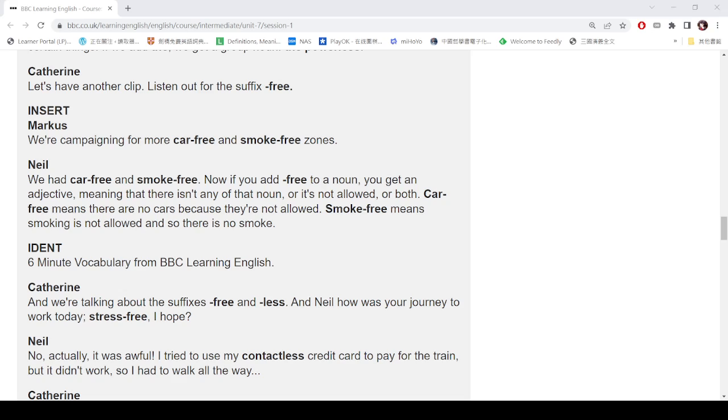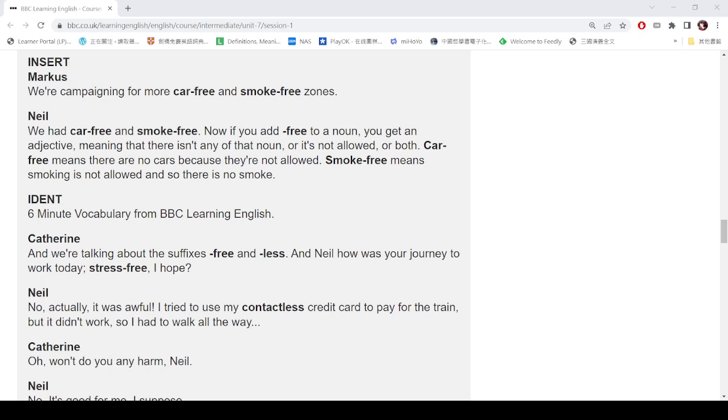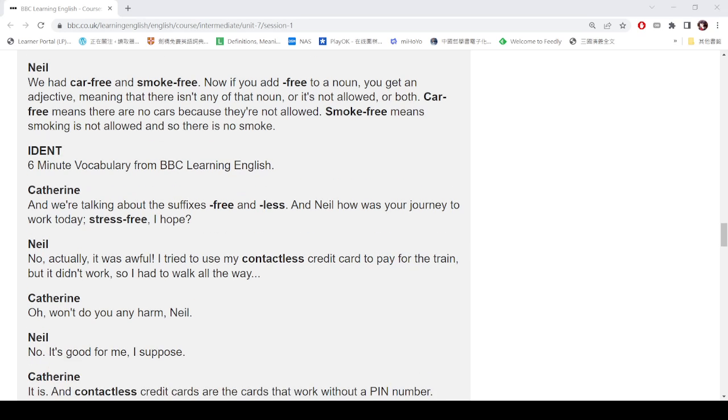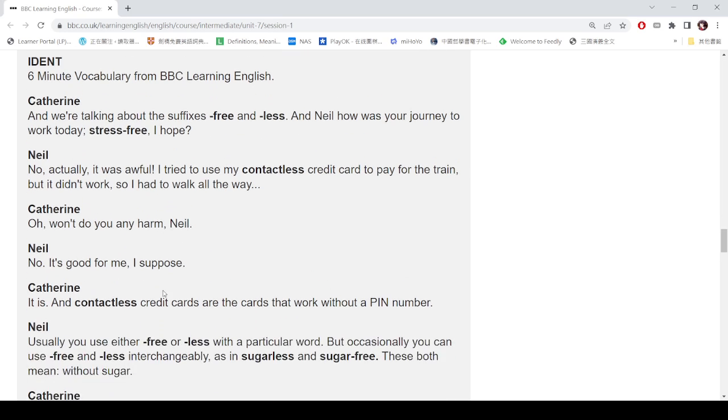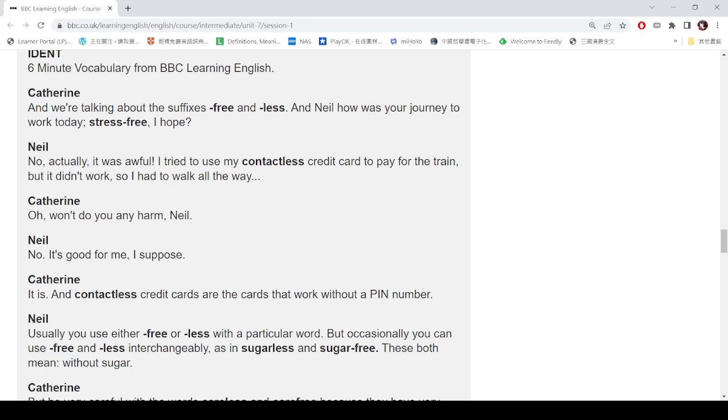6 Minute Vocabulary from BBC Learning English. And we are talking about the suffixes -free and -less. And Neil, how was your journey to work today? Stress-free, I hope? No, actually, it was awful. I tried to use my contactless credit card to pay for the train, but it didn't work. So I had to walk all the way. Oh, won't do you any harm, Neil? No, it's good for me, I suppose.